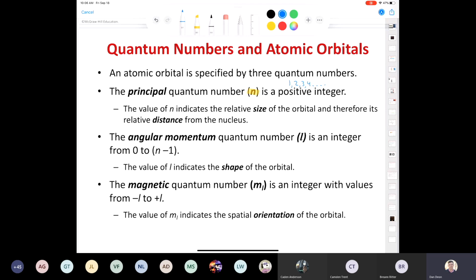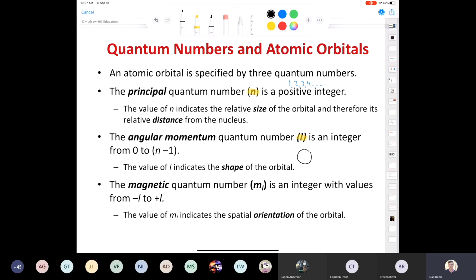The second one is L. L is called the angular momentum quantum number, and it is also an integer, except now we can go from 0 all the way up to n-1. So you're going to have that memorized. What L represents is the shape of the orbital. So does the orbital look like a sphere? If you did the Learn Smart, you would have learned that you have orbitals that look like spheres. You have other ones that look like dumbbells or something like that.